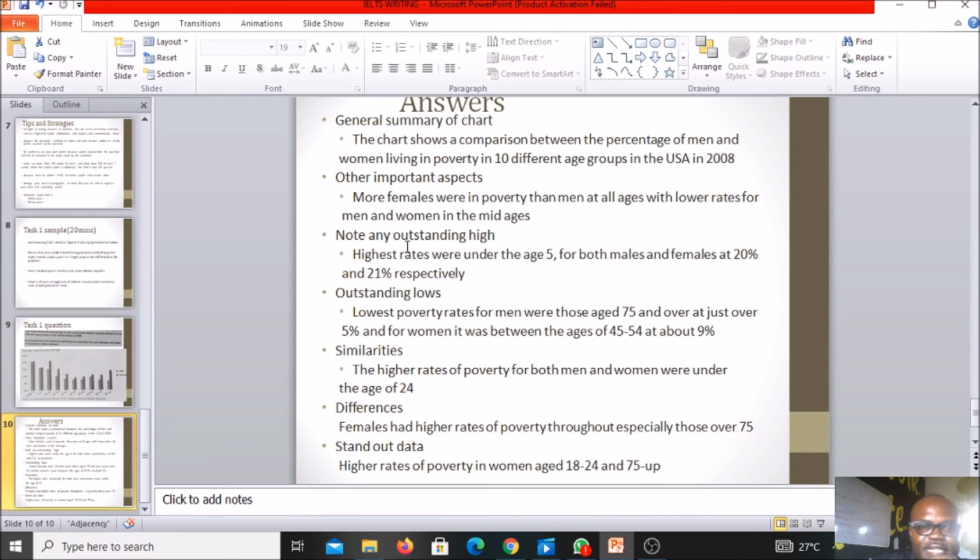So how do you get your next point? Look for the outstanding low. Whether you're having a bar chart or a pie chart, these are just the things that you can look at in order to get very good points to make up your reporting or your essay. So the next one is outstanding low. Now here you can say that the lowest poverty rate for men were those age 75 and over at just over 5%. And for women, it was those in the age range between 45 and 54 at 9%.